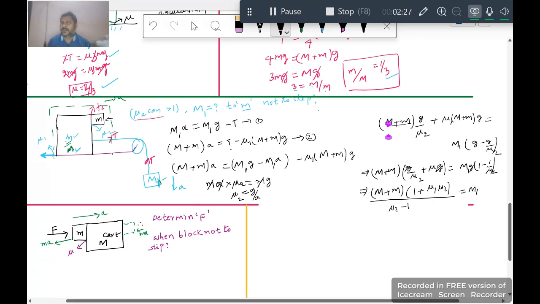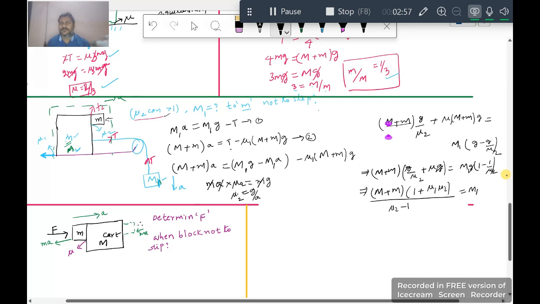Now I hope you understand why they mentioned here mu2 is greater than 1. If it is less than 1, what happens? m1 will be negative, right? But mass can never be negative. This is a very good point. Time and mass can never be negative. So mu2 compulsory here greater than 1. They are not equal to 1 also. So this is the condition that I mentioned.